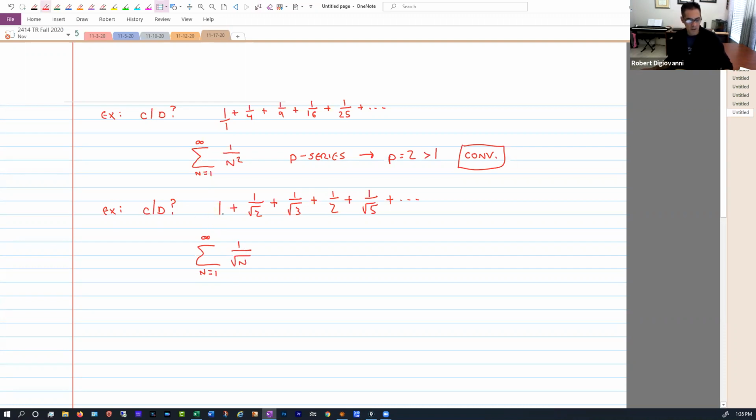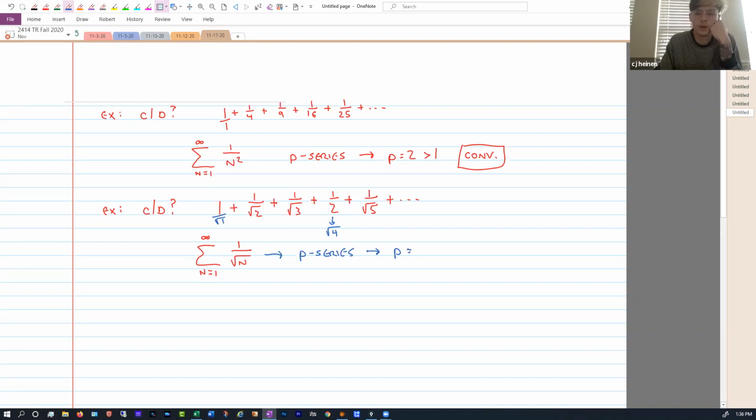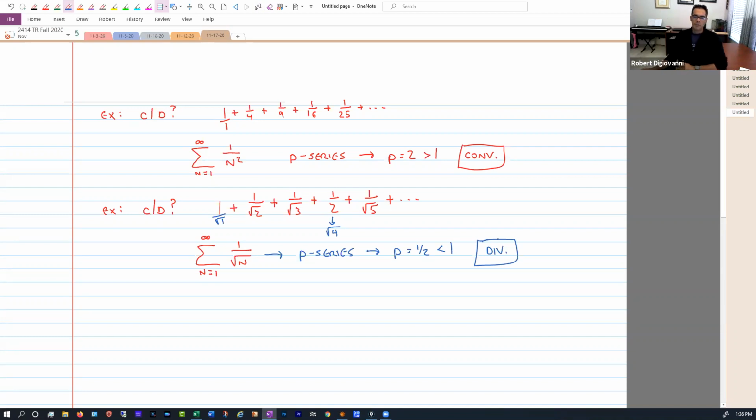Because that first one is like 1 over the square root of 1, 1 over the square root of 2, the square root of 3. Oh, that 2 is actually the square root of 4. So it's a little tricky there, but see, it's all square roots. So this is a P series. What's P? 1/2, and that's less than 1. And anytime you have less than 1, you have divergence. That is a divergent series.